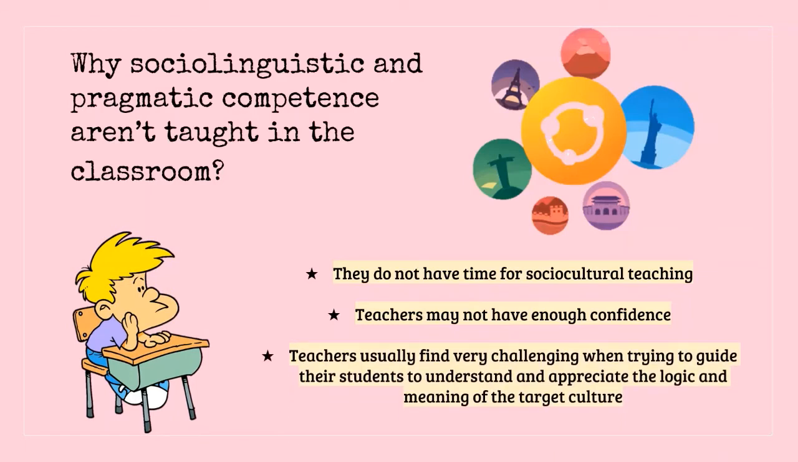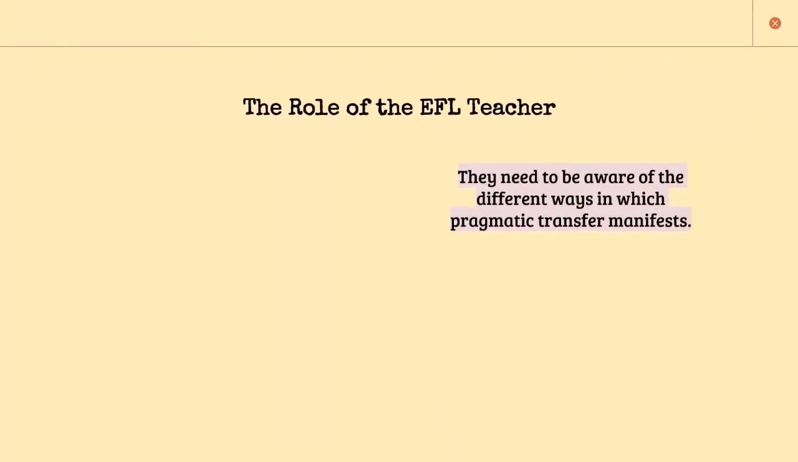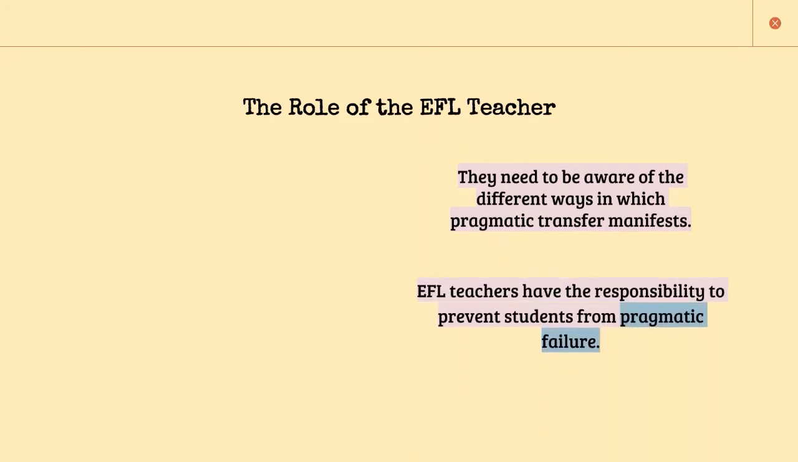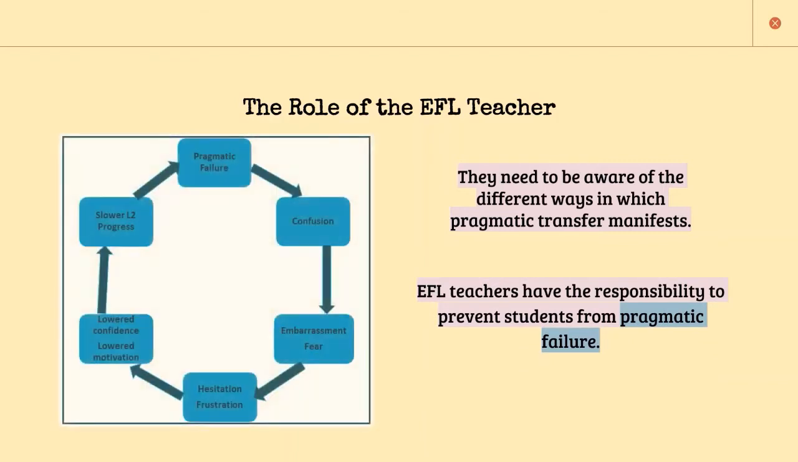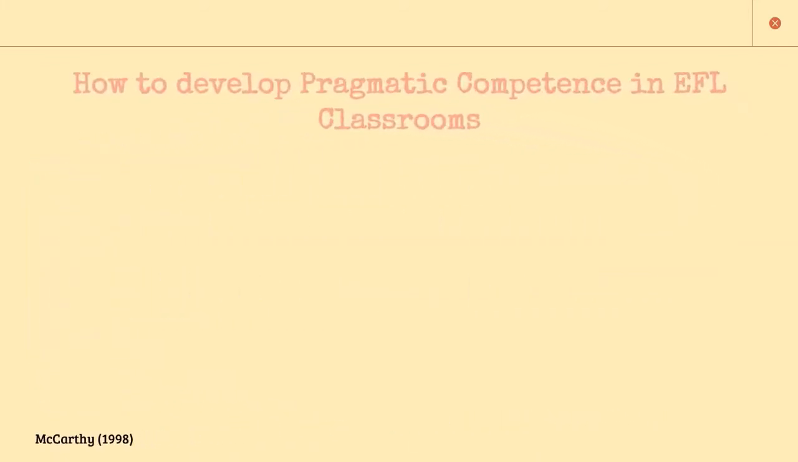And the third is because the teaching of sociocultural competence often involves dealing with the students' attitudes, which teachers usually find very challenging when trying to guide the students to understand and appreciate the logic and meaning of the target culture. English as a foreign language teachers, we must be aware of the contrasting ways in which pragmatics manifests. In addition, we have the responsibility to prevent students from pragmatic failure, which might interrupt the second language progress.